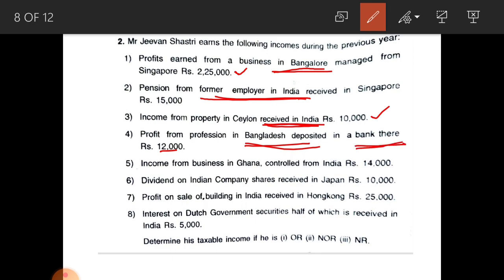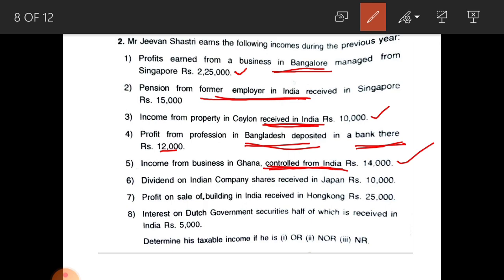Next one, income from business in Ghana controlled from India. Here the business is set up in Ghana but controlled from India. Here only ordinarily resident and not ordinarily resident must pay tax. That is, this income is taxable under only two categories, and non-resident not taxable.